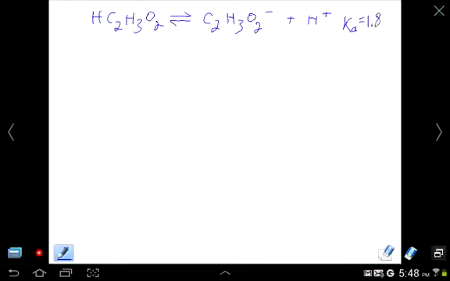So we have our acid, acetic acid, along with its conjugate base, which is C2H3O2 minus plus H plus. And again, remember the Ka of this acid was 1.8 E negative 5. So let's remember our modified ICE box was the beginning, change, and ending.